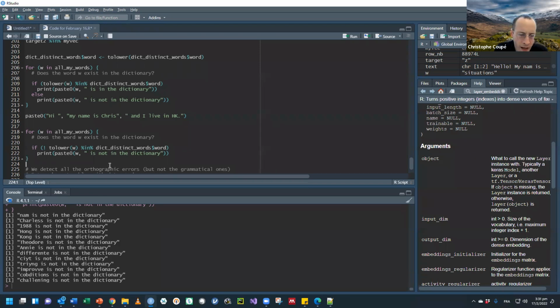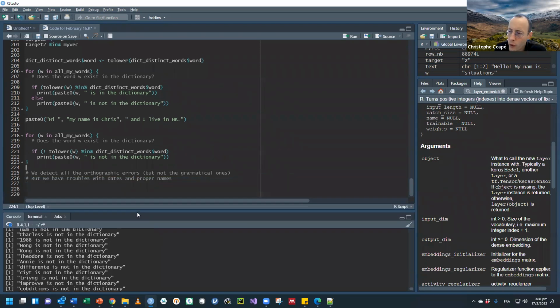Do you agree with me that we find what we want with this approach? Does that make sense to everybody? We take our words one by one. Each of them, we check whether they are in the dictionary or not. If they are not, then we try to do something about it.